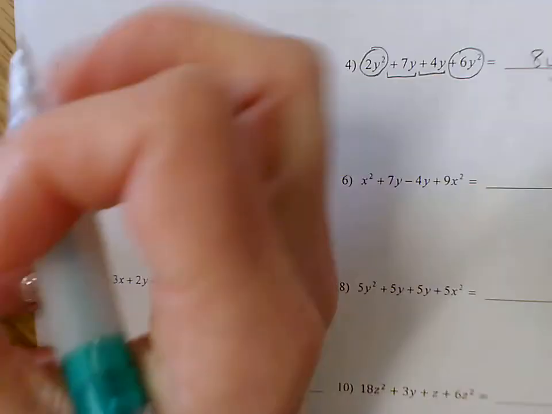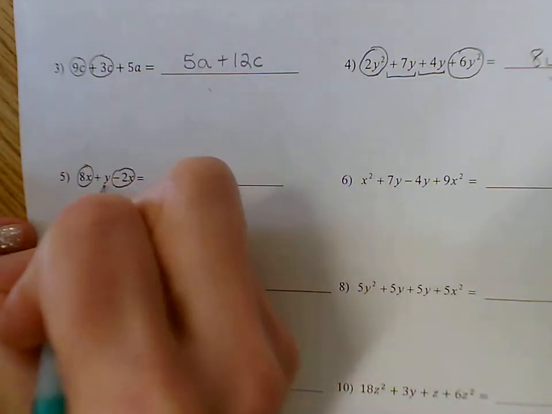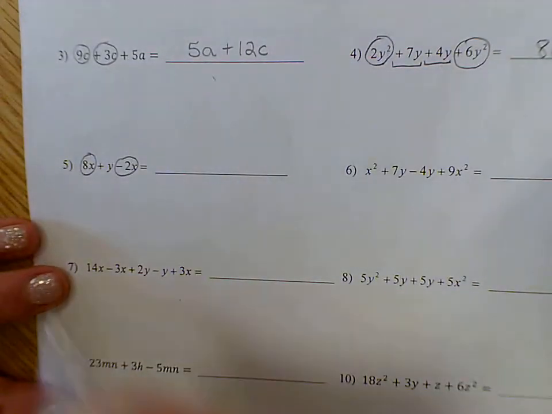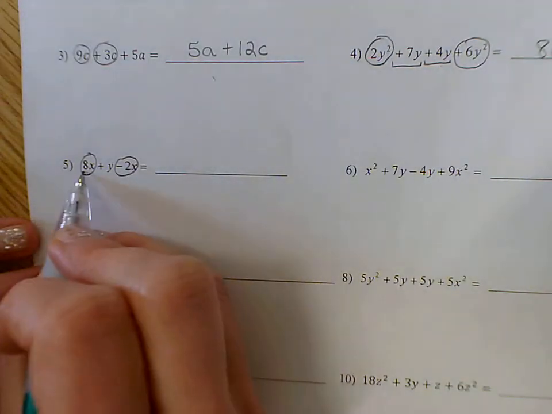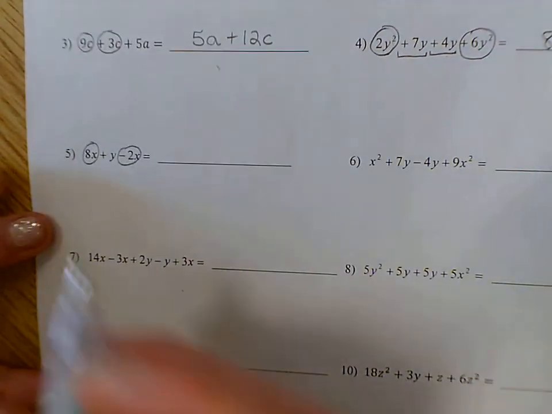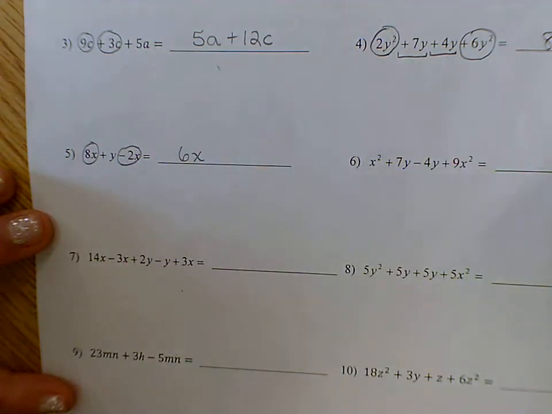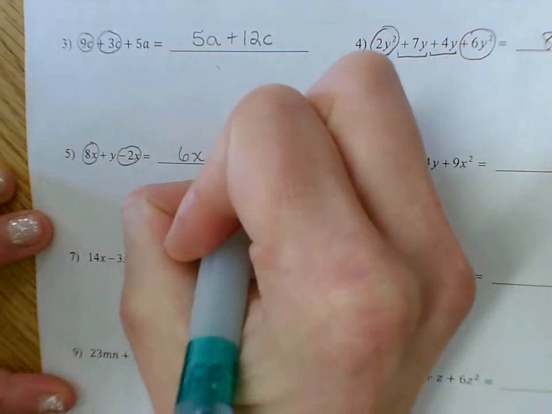This next one, the 8x and the negative 2x are like terms, and then that y is not a like term. So I'm going to combine these first. So 8 minus 2, so this is why the signs are important to circle with them. 8 minus 2 is 6, and then the x, the last name stays the same, and then that plus y comes over.